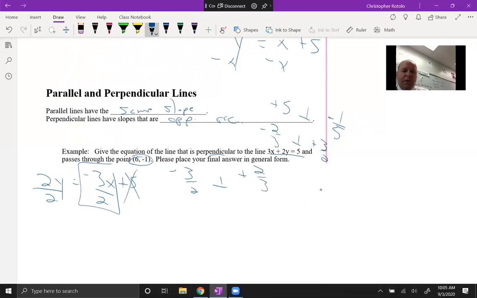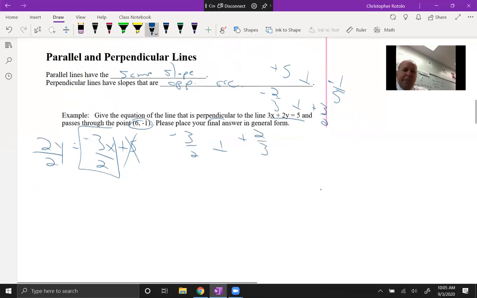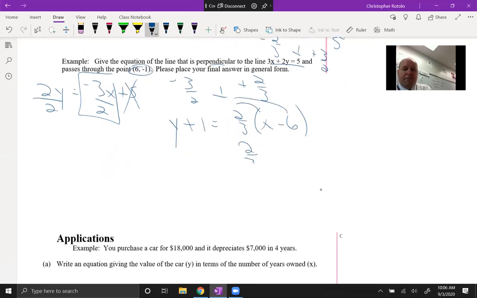And then we're going to work with the ordered pair. And again, I'm going to work out a point slope form. You're more than welcome to work out a slope intercept form. It's totally up to you. So I got y plus 1 equals 2/3 of x minus 6. So I get 2/3 x minus 4. And we got y plus 1. And we would give the equation a line that's perpendicular.